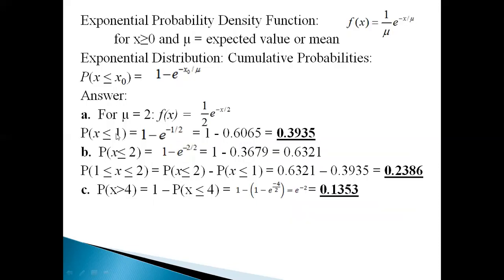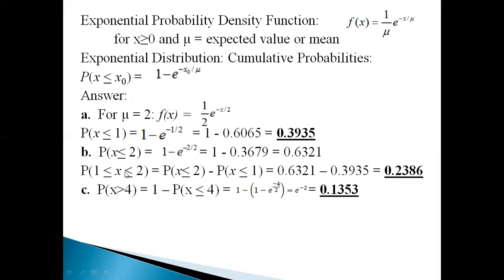Now the next one is going to be between 1 and 2 hours. Well, we already know that less than or equal to 1 hour, so we know part of our curve. But for less than or equal to 2, we need to plug the 2 in instead of the 1 up here. So we plug the 2 in, solve it with our calculator, and we get 0.6321. And now we're going to take the larger minus the smaller, so 0.6321 minus 0.3935 gives us 0.2386, and that's the probability that it's going to be between 1 and 2 hours.